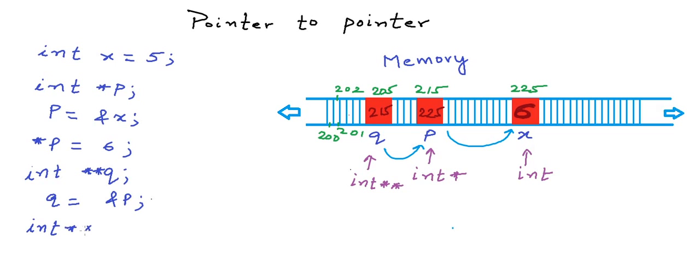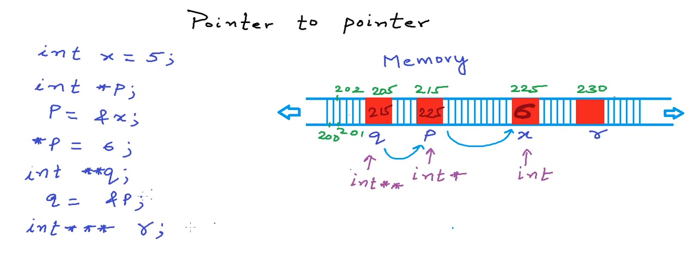So int asterisk asterisk is pointer to pointer, and we will put one more asterisk. We can put these three asterisks immediately after the keyword int, or we can put them immediately before the variable name, like we have done in the case of q here. Let's say we define r as int star star star. So let's say r gets this address 230 in the memory.